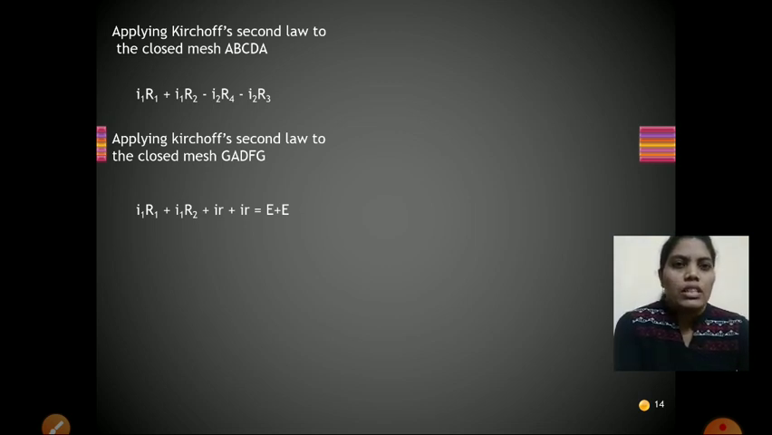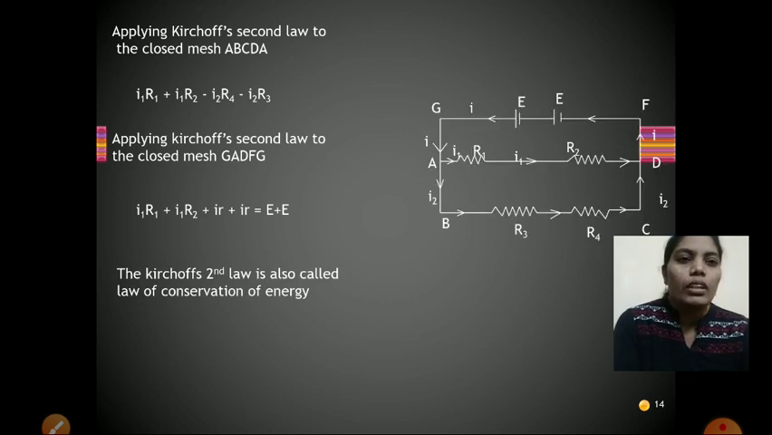Now applying Kirchhoff's second law to the closed mesh GADFG, there we have E1 and E2. So I1 R1 plus I1 R2 plus Ir plus Ir, that is the potential difference across the batteries, is equal to E1 plus E2. Now this Kirchhoff's second law is also called the law of conservation of energy. That is, the amount of potential difference we are giving to the circuit using the battery is equally distributed among all the resistors, and the energy is conserved in the closed loop.